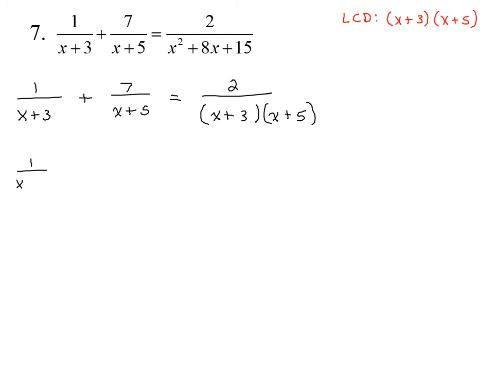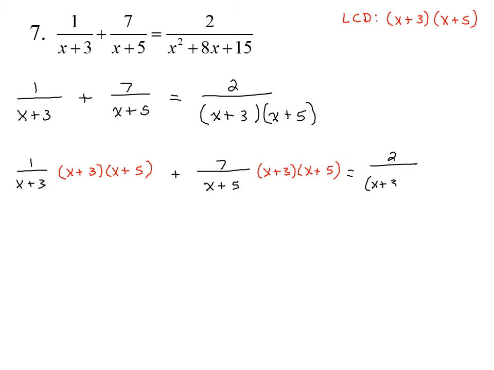So I'll do 1 over x plus 3 times x plus 3 and x plus 5. I will do 7 over x plus 5 times x plus 3 and x plus 5, and set that equal to 2 over x plus 3 and x plus 5 times x plus 3 and x plus 5.